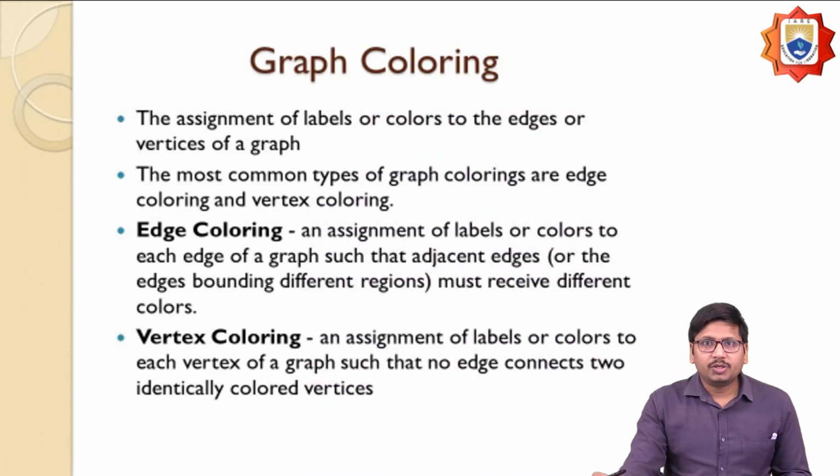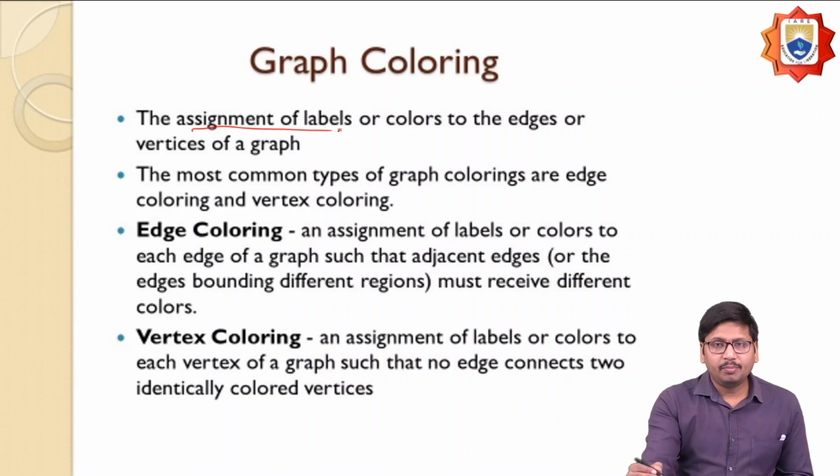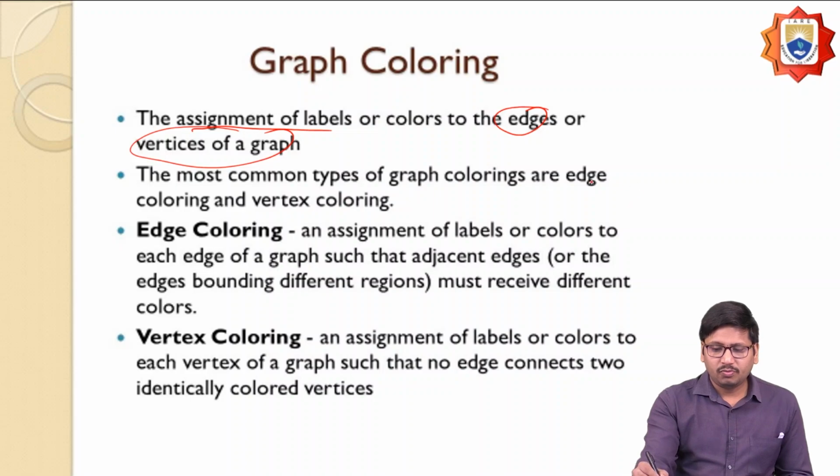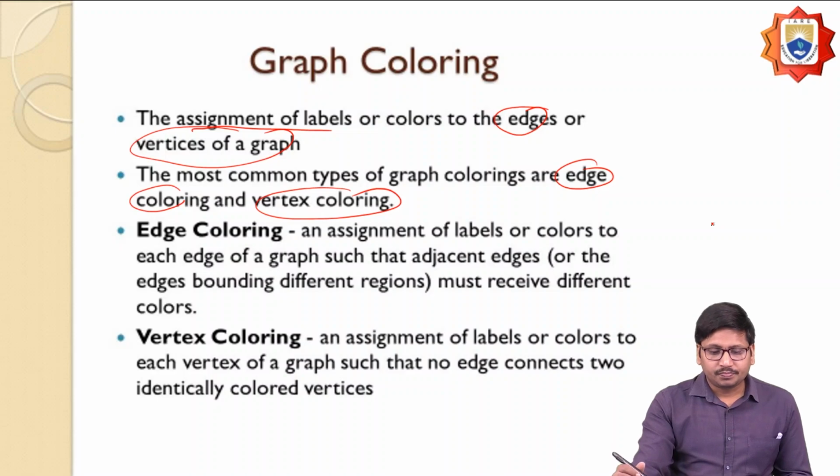So next we are going to see what graph coloring is. Graph coloring is nothing but the assignment of labels or colors to the edges or the vertices of the graph. The most common types of graph coloring are two types. The first one is edge coloring and the second one is vertex coloring. So what is edge coloring? Edge coloring is the assignment of labels or colors to each edge of the graph such that no two adjacent edges have the same color.